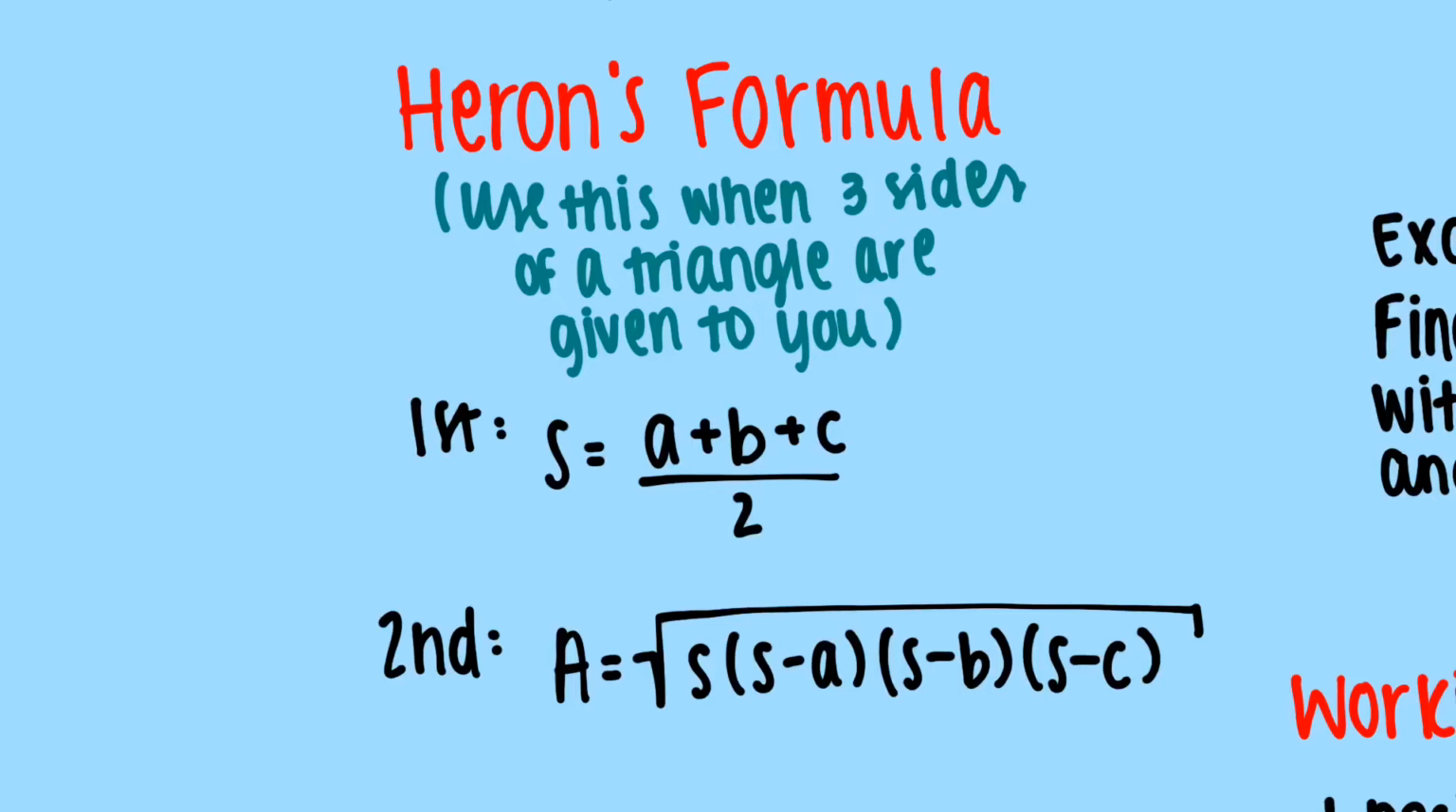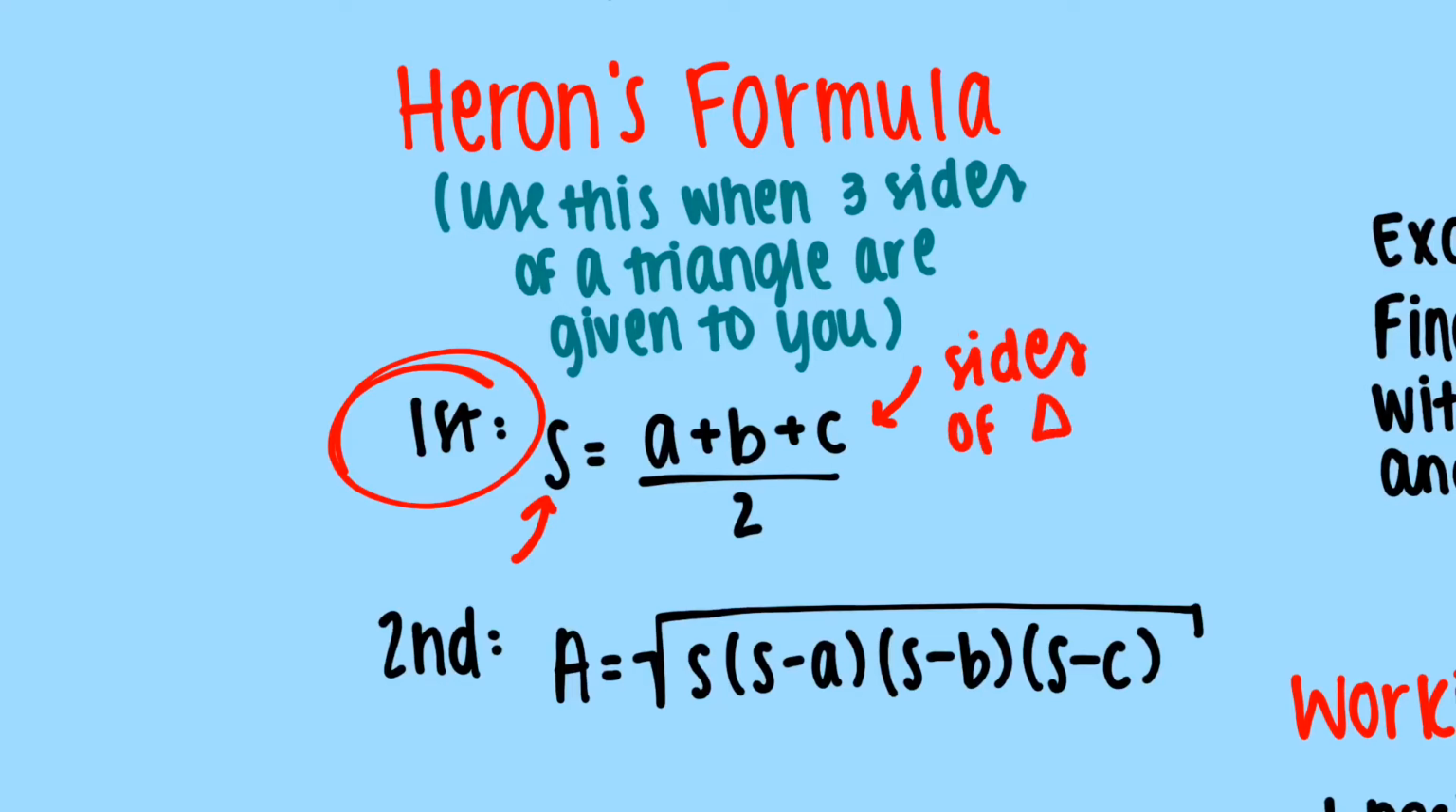We don't know if it's a right triangle, we don't really know what it is, but I give you all 3 sides. This still is focusing on finding the area of triangles, so your first step in this, you have to find what we call s. What that does is we take all 3 sides, so a, b, and c, remember those are just referring to the sides of the triangle. You're going to add them together and then divide it by 2.